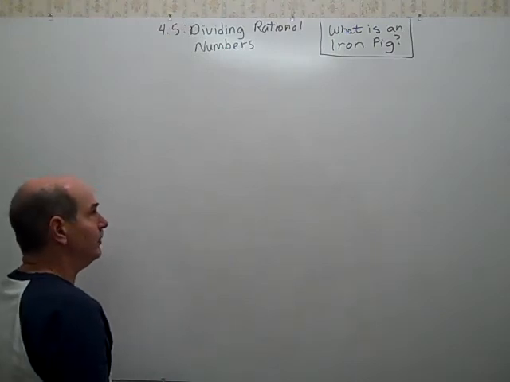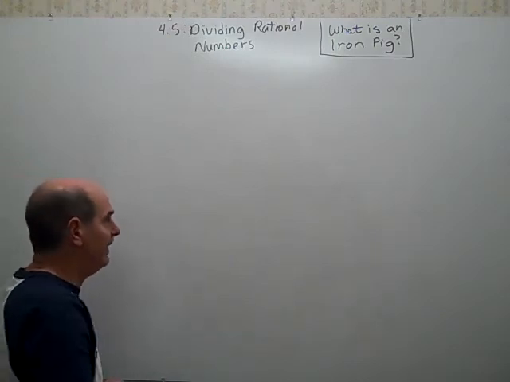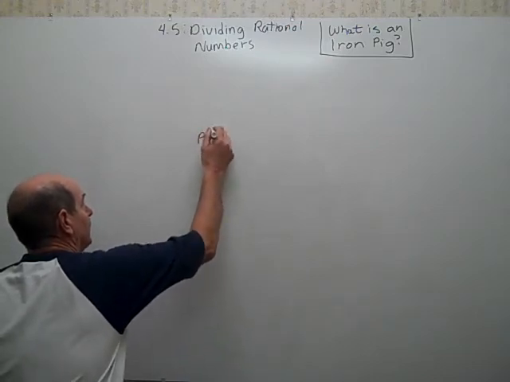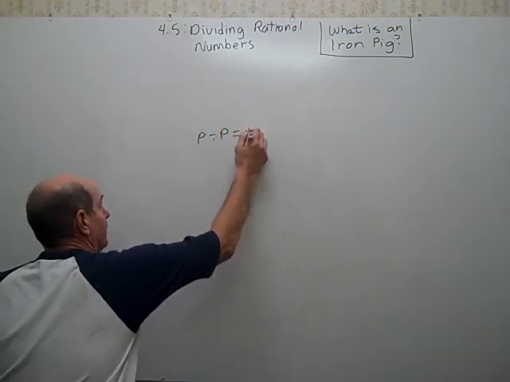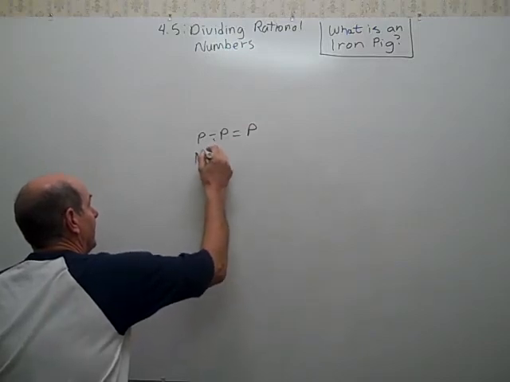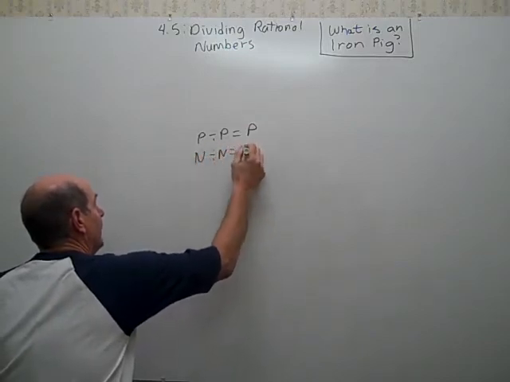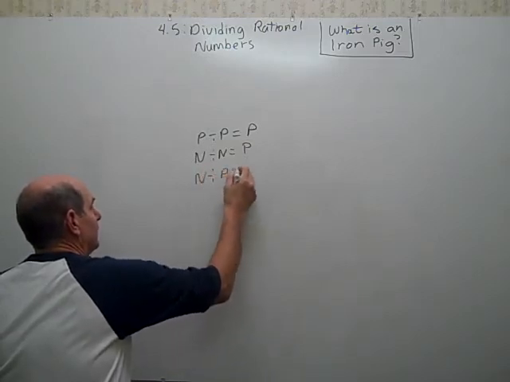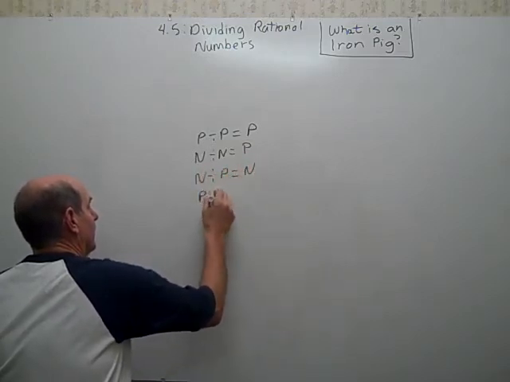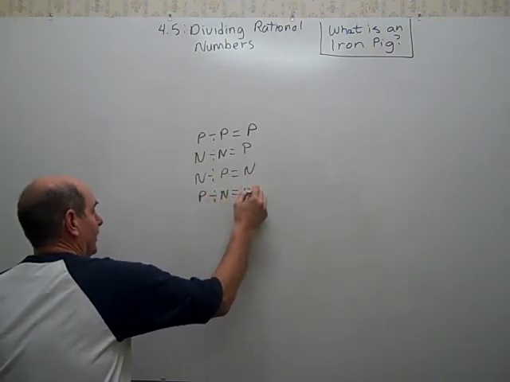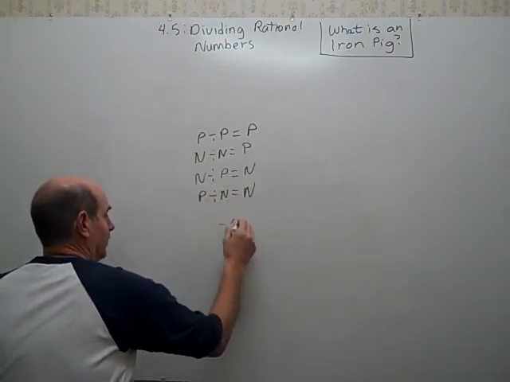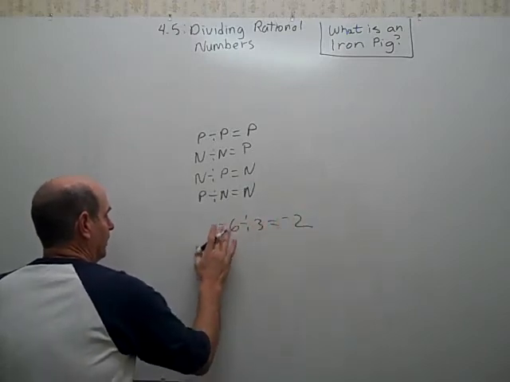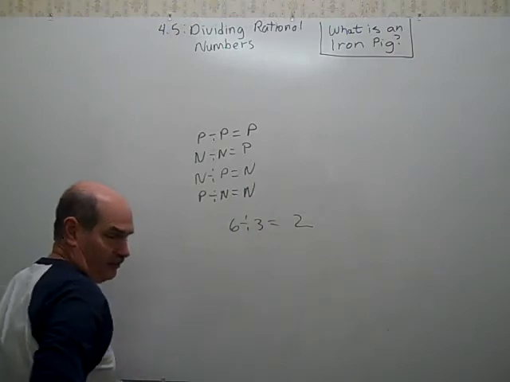But let's just do a quick review of division. In the same way that if you multiply two numbers with the same sign, if you divide a positive by a positive number, you get a positive number. If you divide a negative by a negative number, you get a positive number. And a negative divided by a positive is negative, or a positive divided by a negative gives you a negative number. So negative 6 divided by 3 would be negative 2. 6 divided by 3 is positive 2.